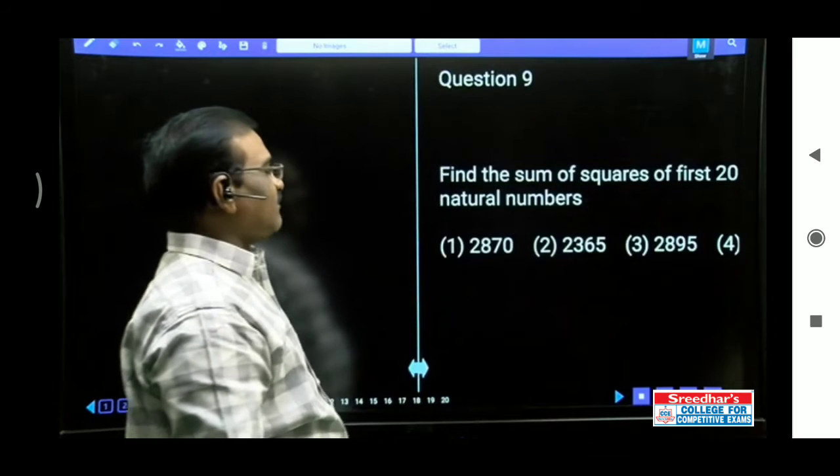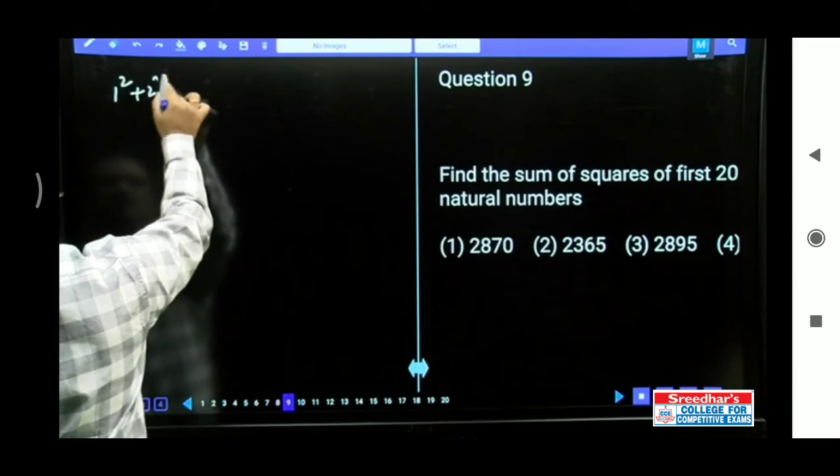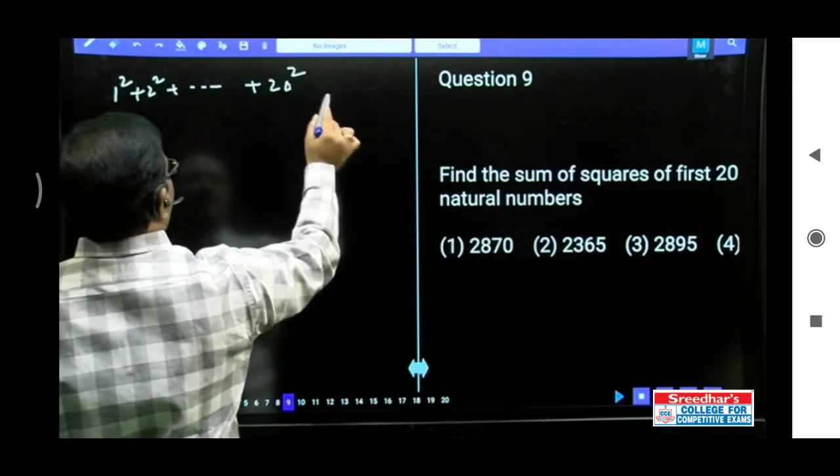Find the sum of the squares of first 20 natural numbers. Sum of the squares అంటే 1 square plus 2 square up to 20 square అడుగుతున్నాడు. Sigma 20 square.